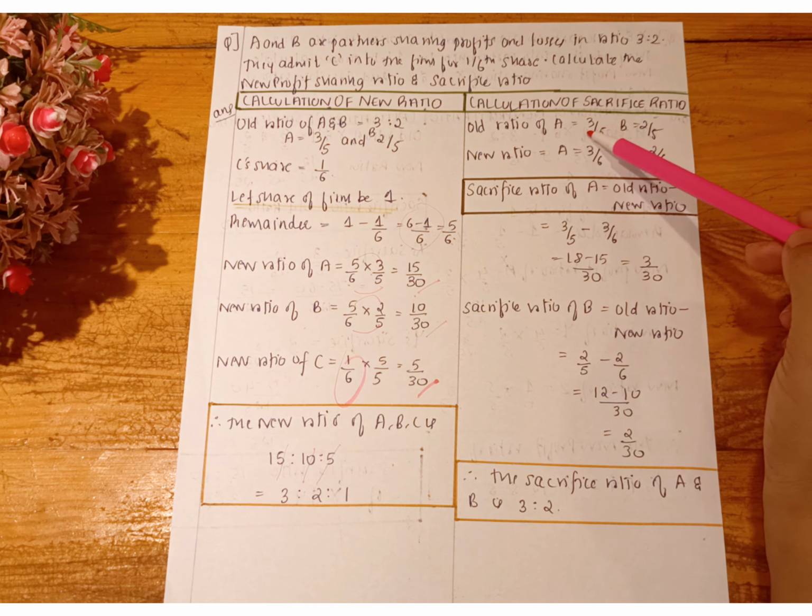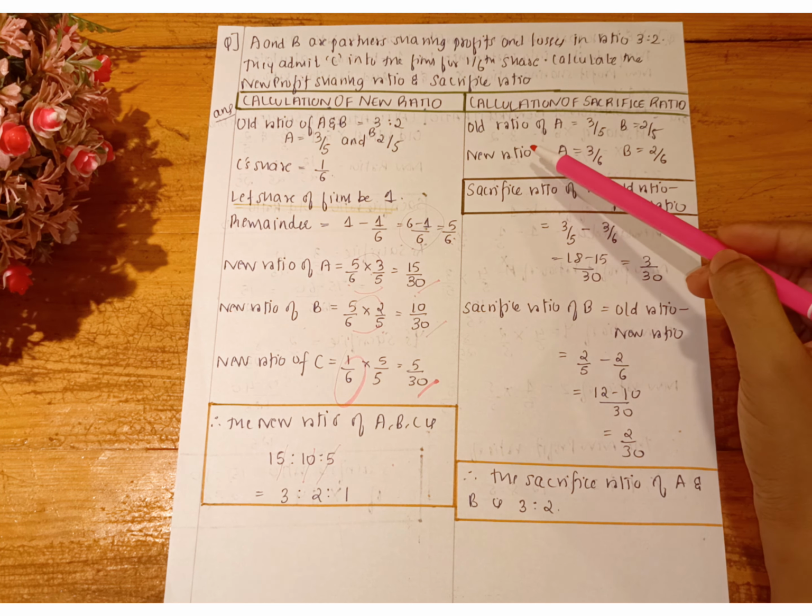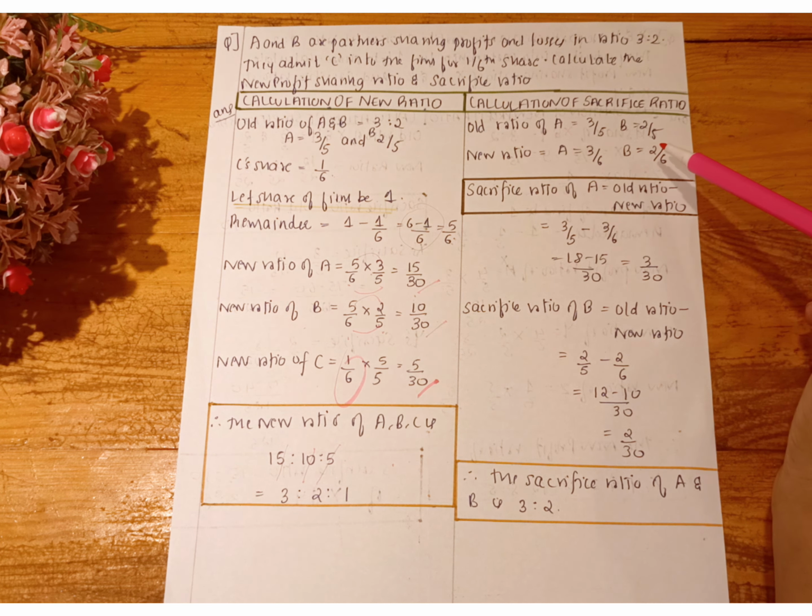Again you write the old ratio, that is 3/5, 2/5. The new ratio is 3/6 and 2/6. How do we get 6? 3 plus 2 is 5, 5 plus 1 is 6, so 3/6, 2/6, 1/6. So the formula says old ratio minus new ratio.